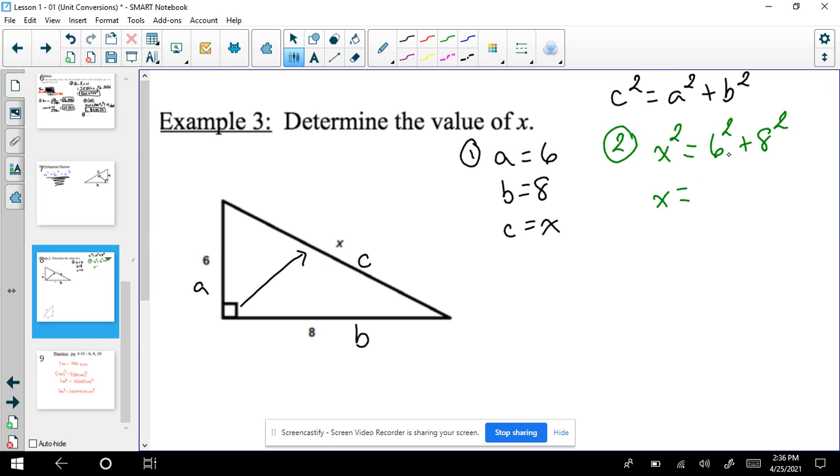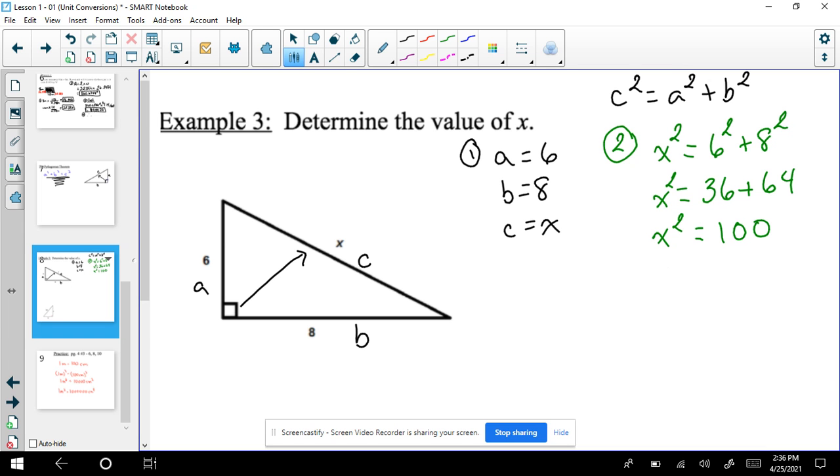So then I get X squared equals, so 6 squared gives me 36 plus 8 squared is 64. So then I can add those two together. Sorry, this should still be a squared here. So if I add these two together, I get 36 plus 64, which is going to give me 100.